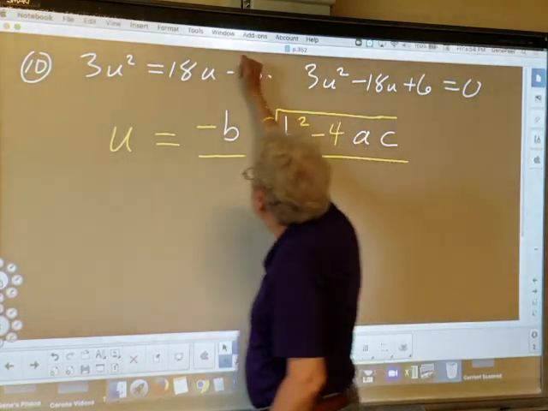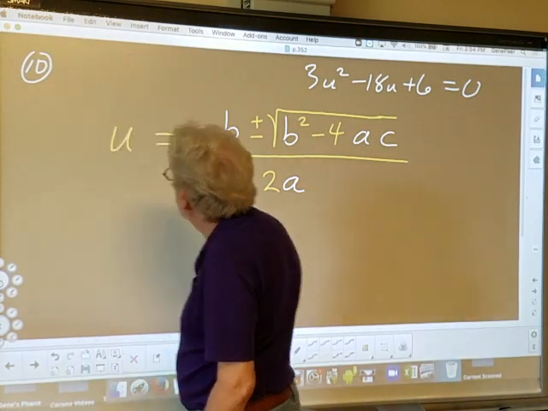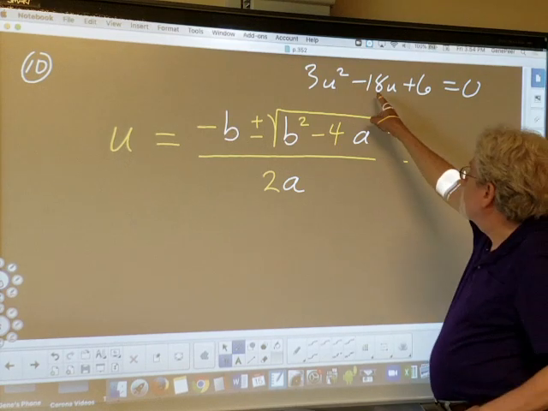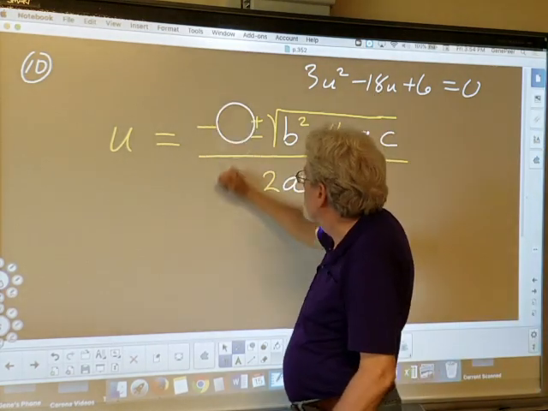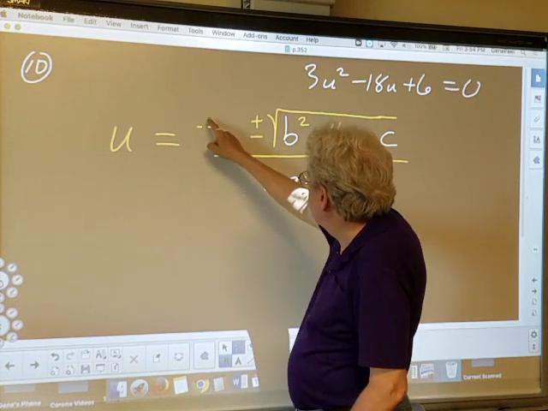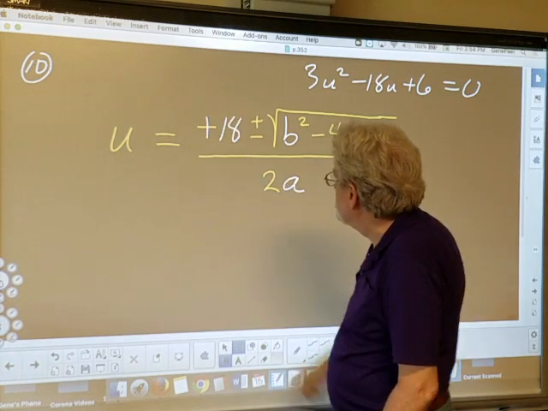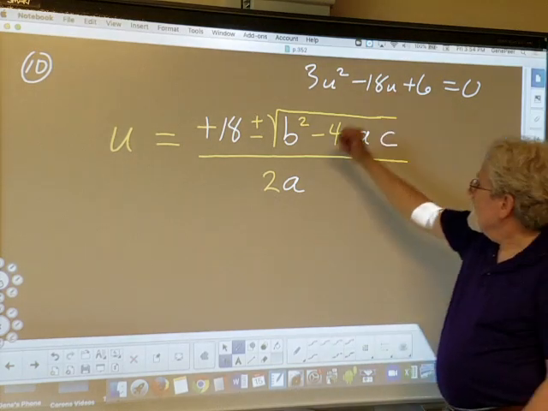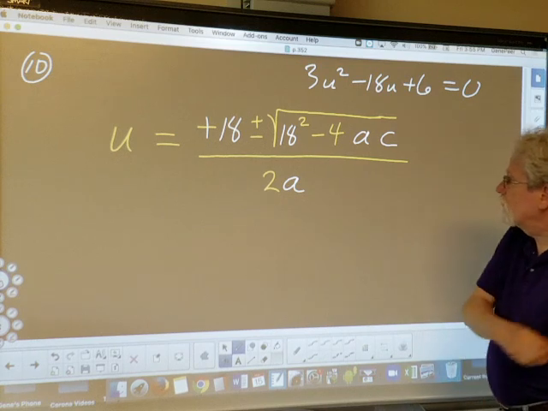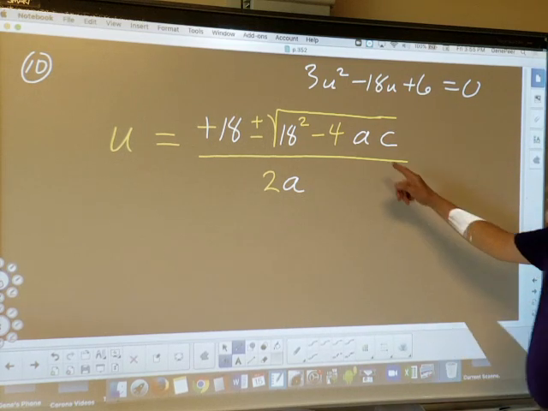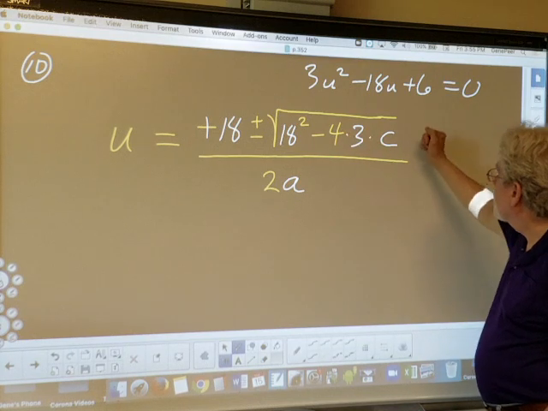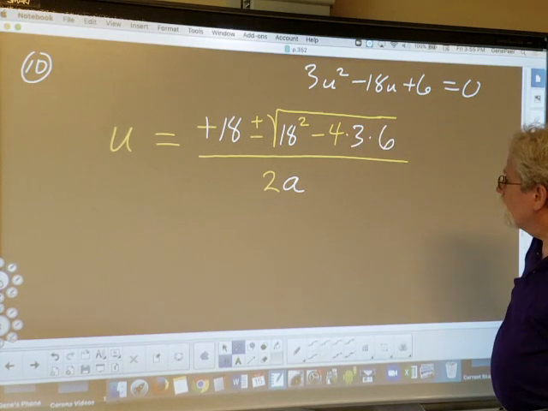Let's get rid of this so we aren't tempted to look at the wrong thing. All right, so what's b? b is a nice big ugly negative 18. So we change the sign. The opposite of negative 18 becomes positive 18. I'm not going to worry about the sign for the square. It's just 18 squared because either way it's going to become positive. Then a is 3. c is 6.